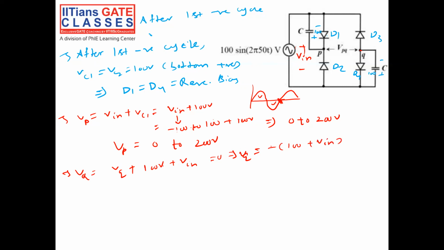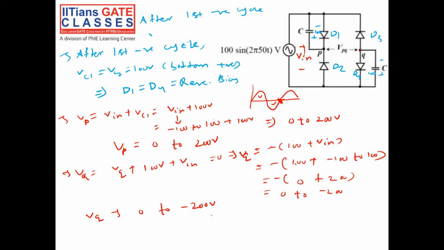plus Vin, right? Minus 100 plus Vin, with Vin varying from minus 100 to plus 100. So this will be minus 100 plus minus 100, which is 0, and minus 100 plus 100 plus 100, which is 200. Again there is a minus, so it is 0 to minus 200, right? So at the end of the first negative cycle, VQ will be varying from 0 to minus 200. That means it will vary like this, 0 to minus 200.